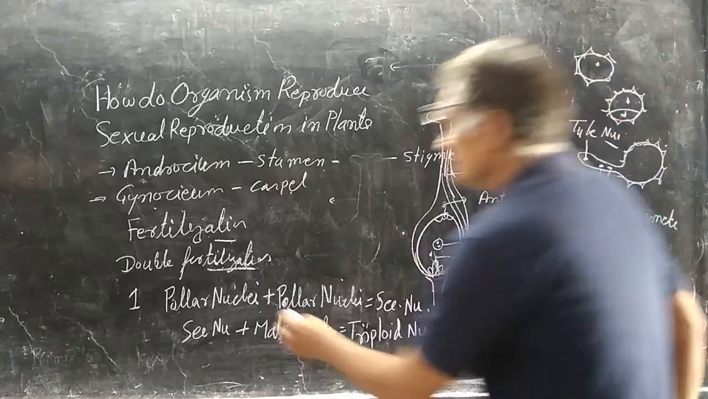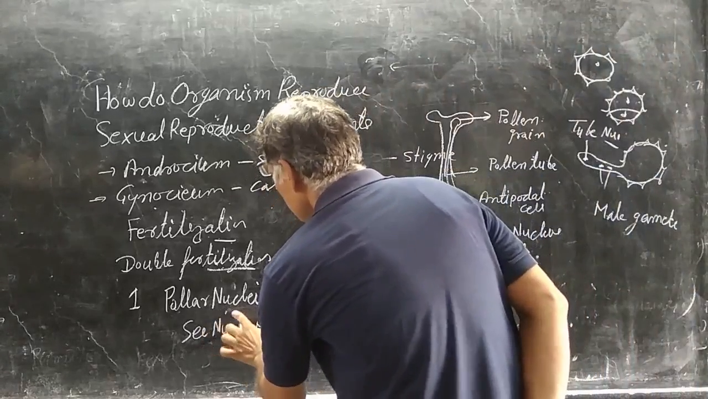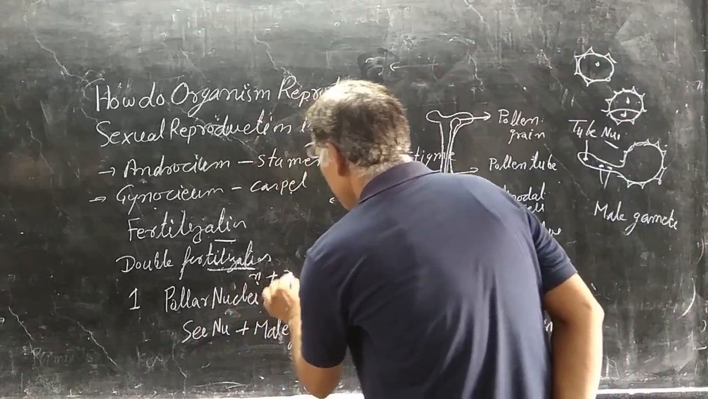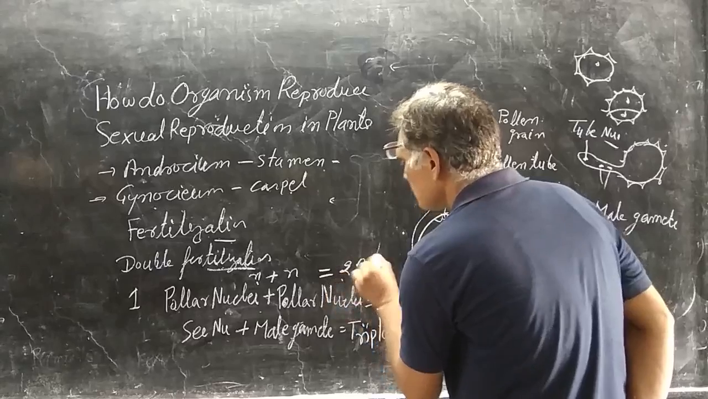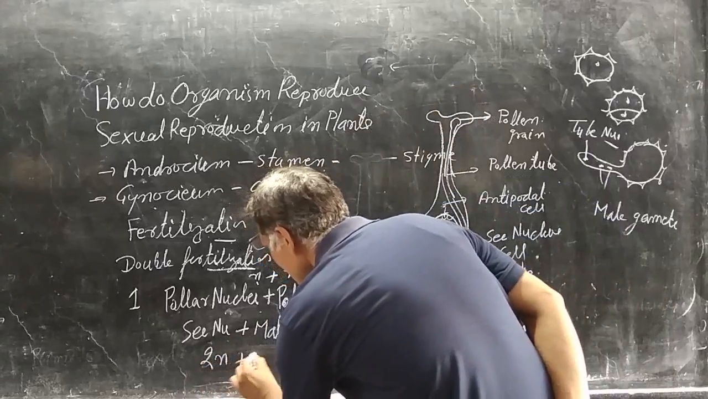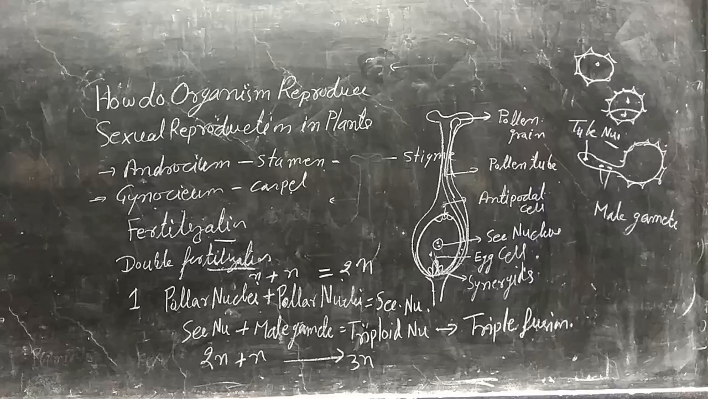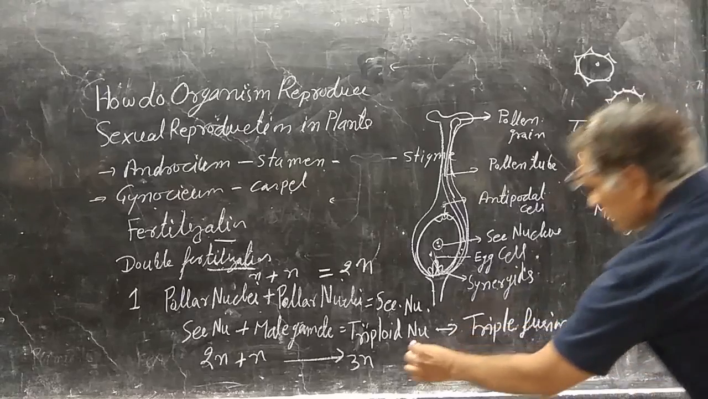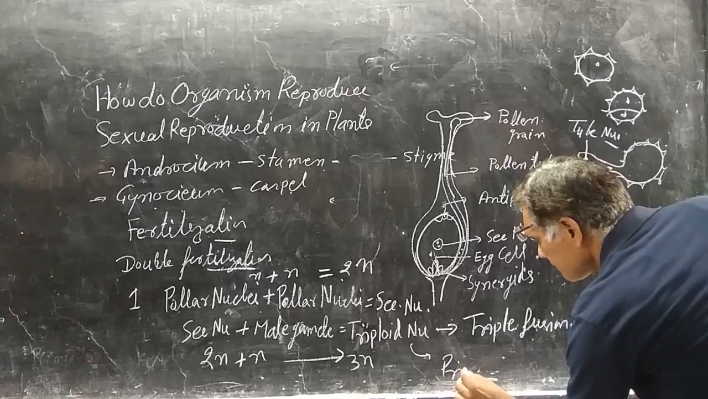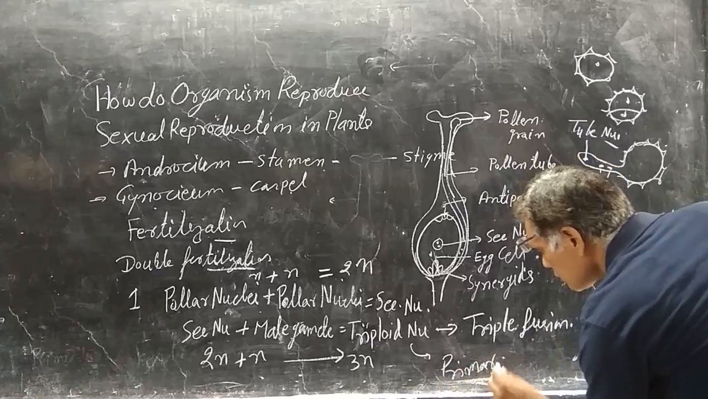So here this one is N plus N, that forms 2N, and 2N plus N forms 3N. This is the triple fusion, and three nuclei fuse here, and the number of chromosomes comes into the triploid condition. After this triple fusion, this triploid nucleus forms the primary endosperm.